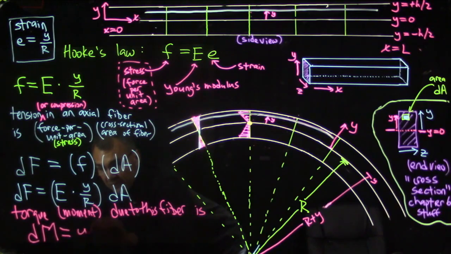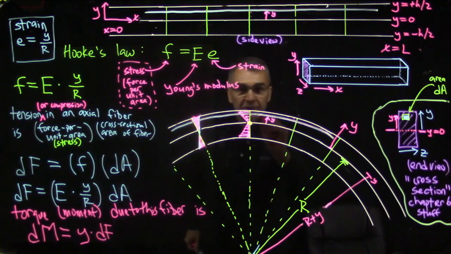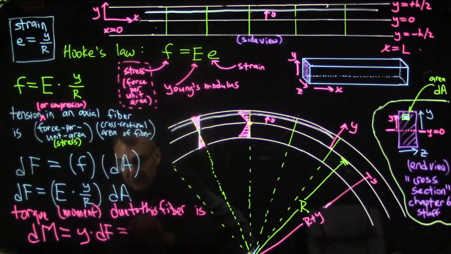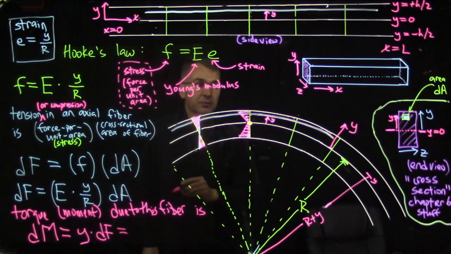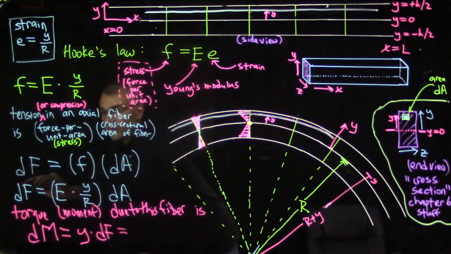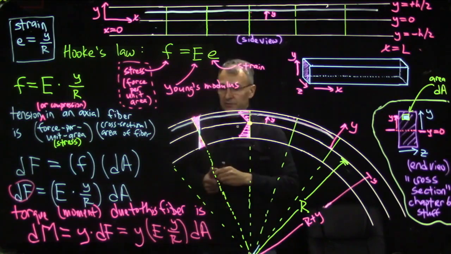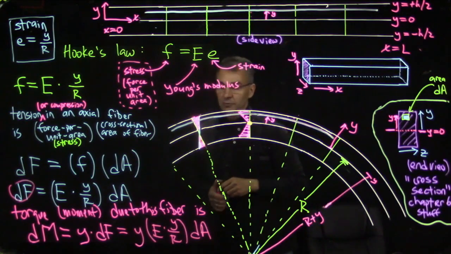So this is a lever arm times the force. The lever arm, since this force, whether it's compression or tension, points in the axial direction, the lever arm is perpendicular to the axial direction. So the y-axis is perpendicular to the axial direction. So the lever arm is just y, the distance above or below the neutral surface. And then we can use this expression for dF along with y, and we get y times E times y over R dA. So this is pretty important, but let's rewrite it where we have more space.